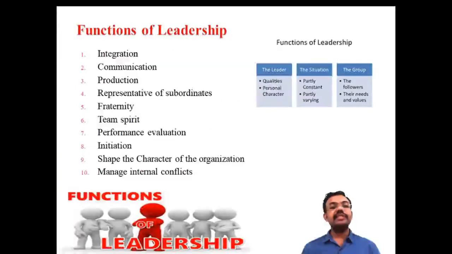Okay, and after that, what are the functions? What are the functions of leadership? What is leadership? Leadership is a process of instructing and inspiring your subordinates for better performance. It's like an art of influencing others. That is known as leadership. And we're discussing what are the important functions of leadership. A leadership has a lot of important functions.